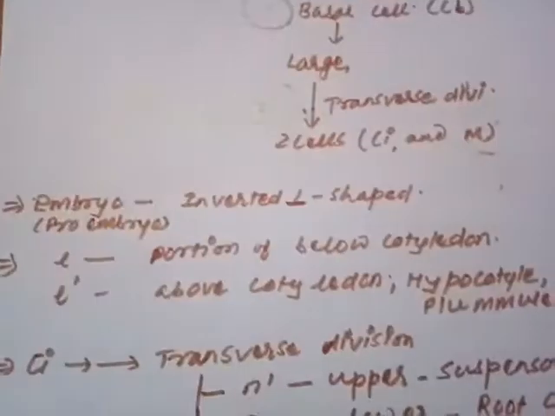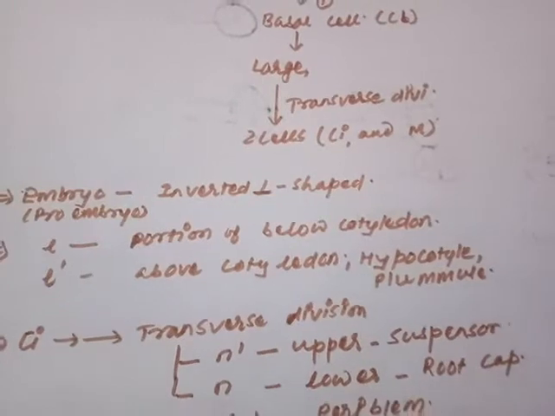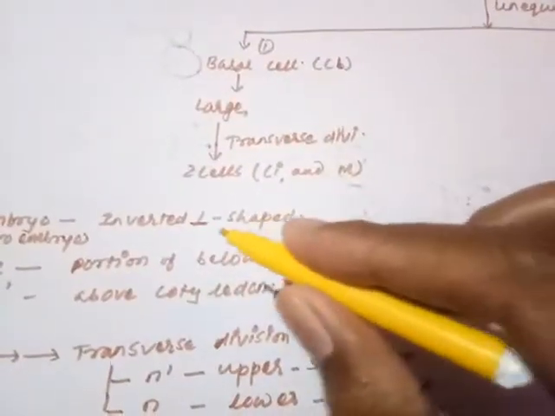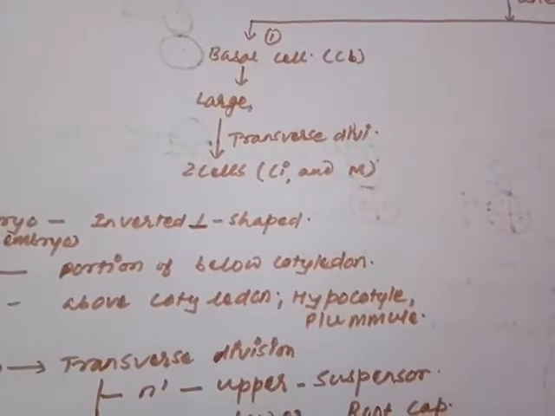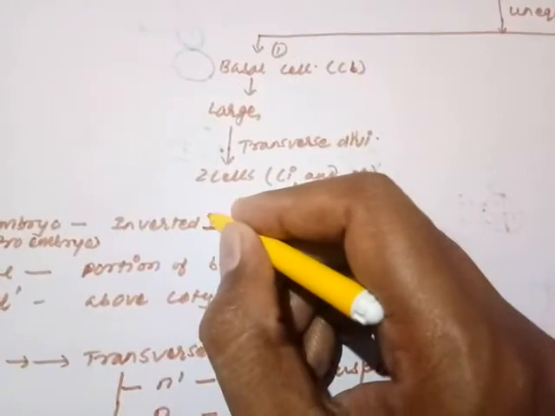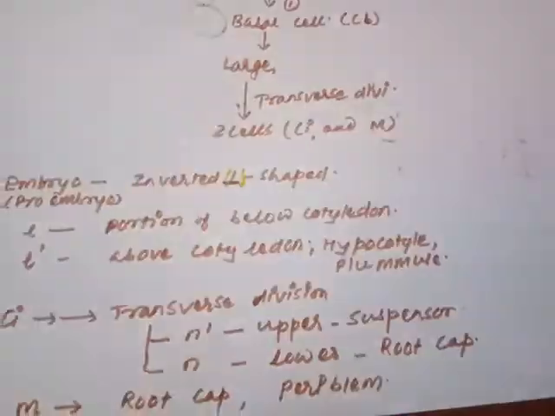So at this stage, the embryo is considered as the proembryo stage. The 4-celled embryo is considered as the proembryo, and now the embryo looks like an inverted T-shaped embryo. What is the shape of the embryo? The embryo is an inverted T-shaped embryo.